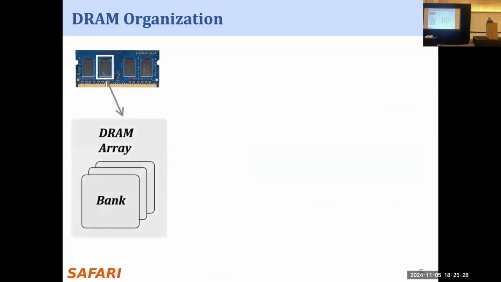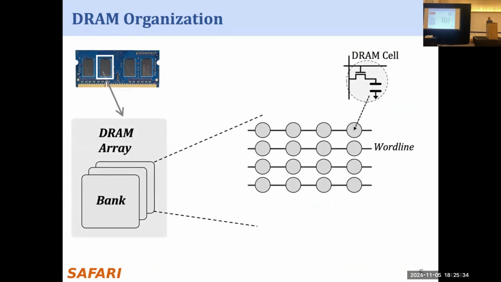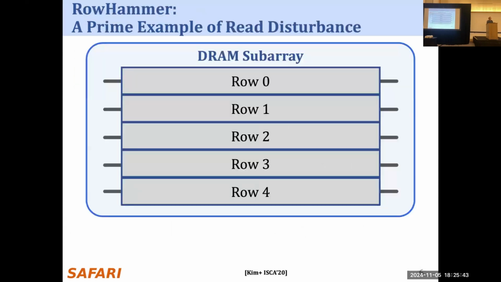A DRAM bank contains a two-dimensional array of DRAM cells, each of which contains a single bit of information as electrical charge. DRAM cells are horizontally organized as DRAM rows and connected via word lines, and they are vertically connected via bit lines to sense amplifiers for DRAM accesses. DRAM is accessed at a row granularity. However, today, this access is not perfect, where the access is vulnerable to read disturbance.